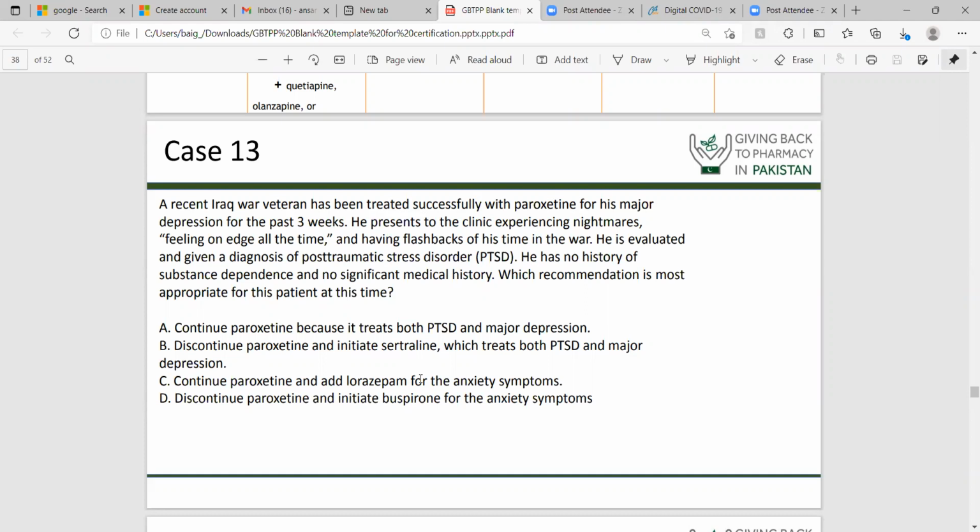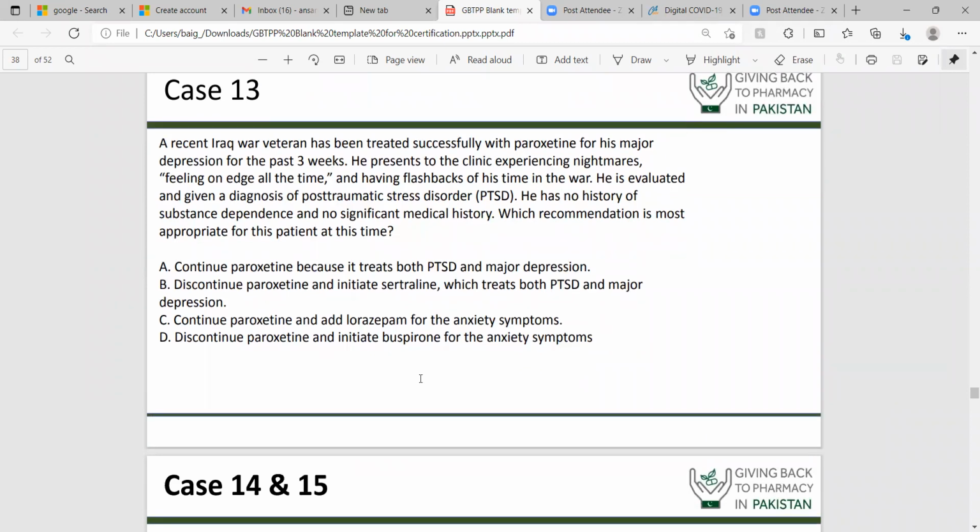Our options are: A, continue paroxetine because it treats both PTSD and major depression. B, discontinue paroxetine and initiate sertraline, which treats both PTSD and major depression. C, continue paroxetine and add lorazepam for the anxiety symptoms. And D, discontinue paroxetine and initiate BuSpar for the anxiety symptoms.